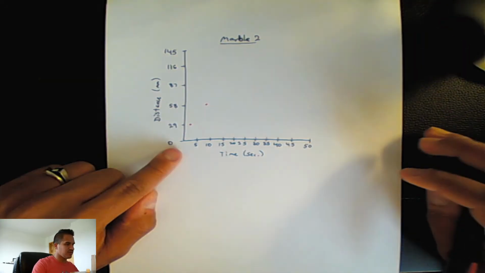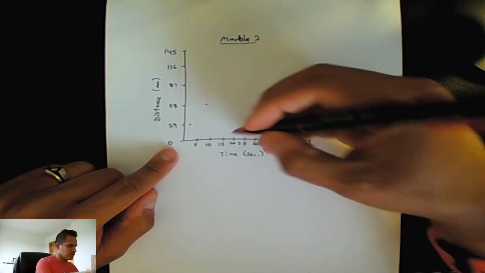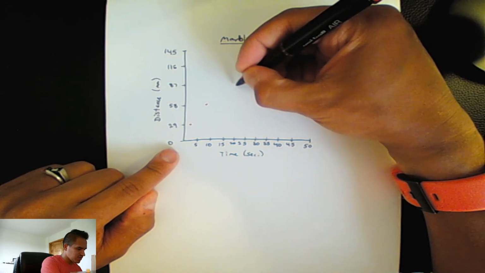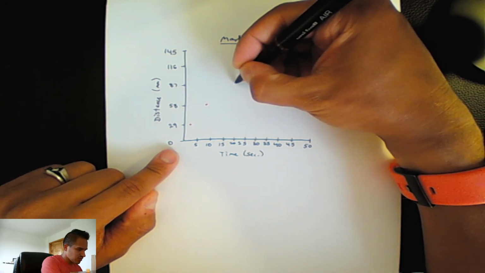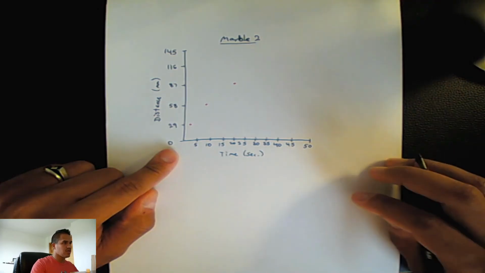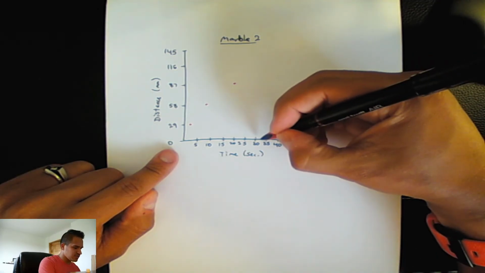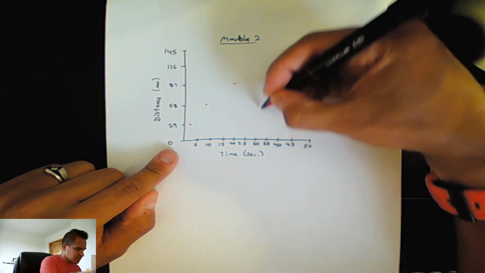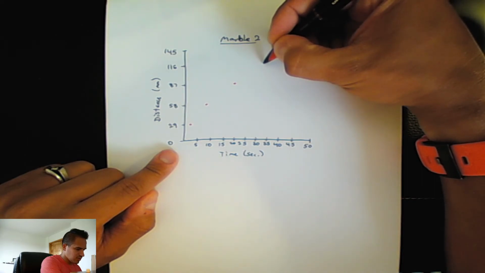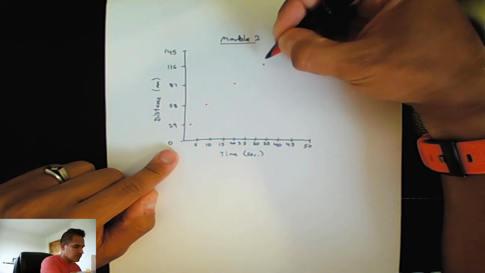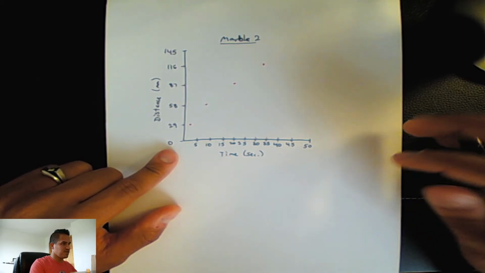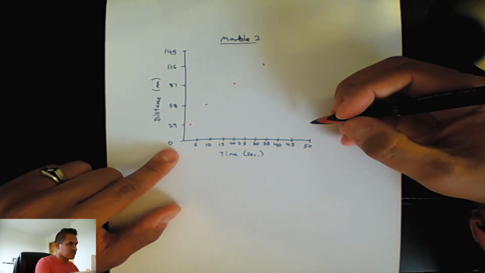We're just going to estimate a little bit. The third one was about 20 seconds, so 20 seconds somewhere in here. Then we had about 32 seconds, so 32 seconds, again, maybe somewhere in here. And then we had 52 or about 53 seconds.